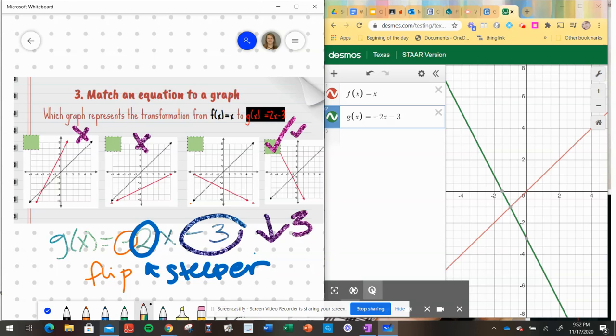So we want to have an idea of what it should look like on the graph, but we always want to double check in Desmos to make sure that we didn't make a mistake.